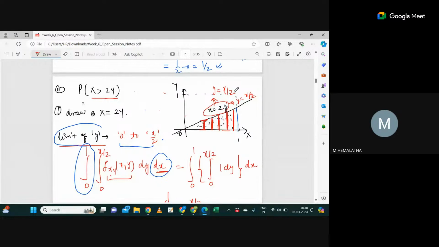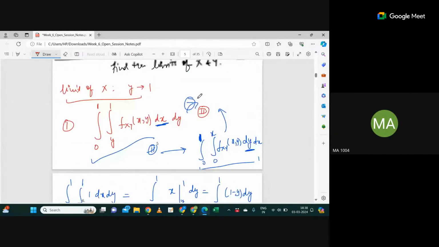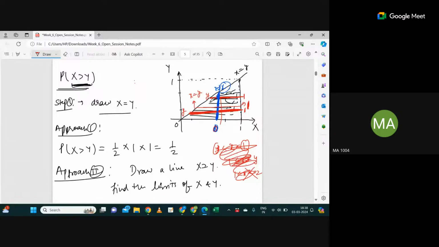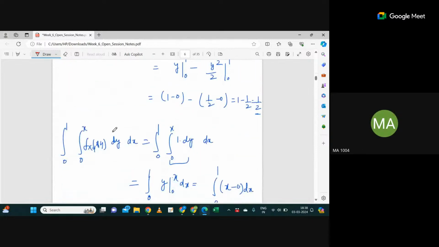If we take this straight line, top to bottom, the inner should be dy and the outside should be dx. First dy, next dx. If I put a horizontal line, first dx, next dy. We did the same thing in the previous case. To find the limit for y, look at the blue line. It goes from 0 to x, because this line is x equal to y. So the limit of y will be 0 to x, and then dx will be outside.